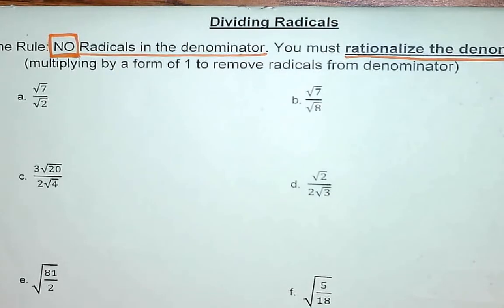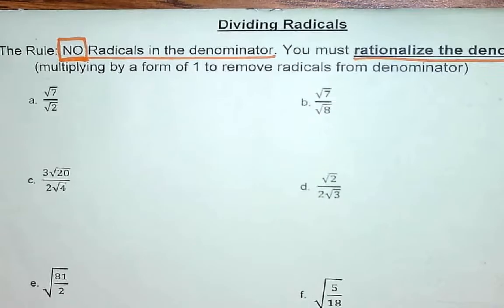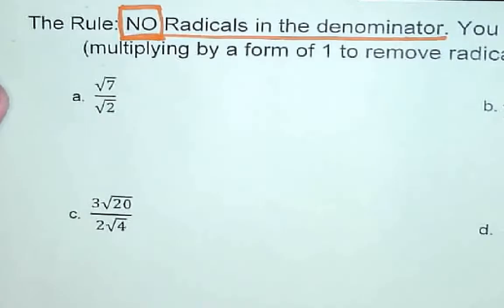from the denominator. So guys, if everything is simplified and there's only a radical in the top, then you're done. You don't have to worry about it. But if everything is simplified and you still have a radical in the bottom, you need to rationalize it. All right? So this is how we're going to do this.